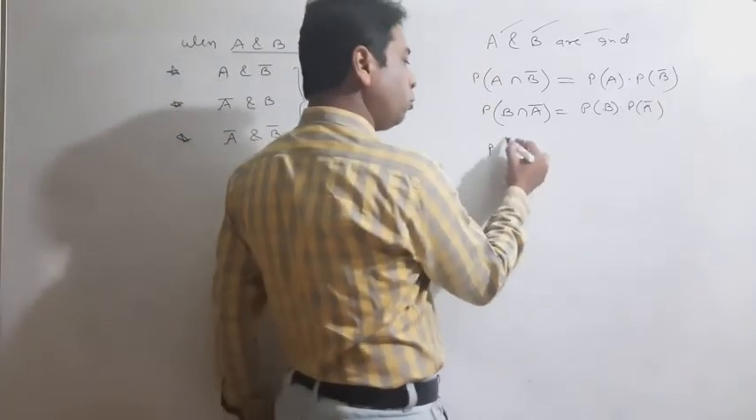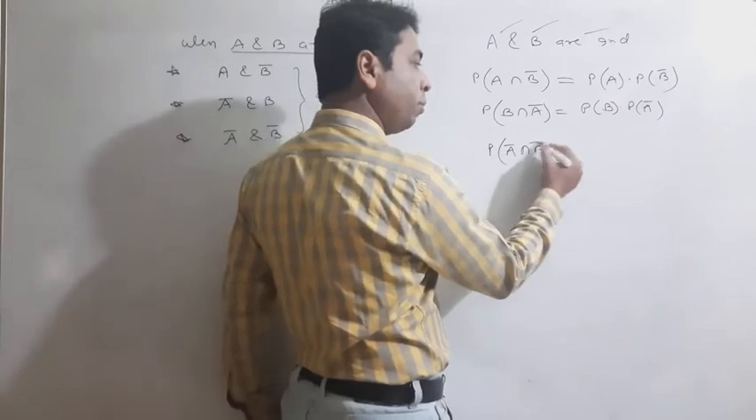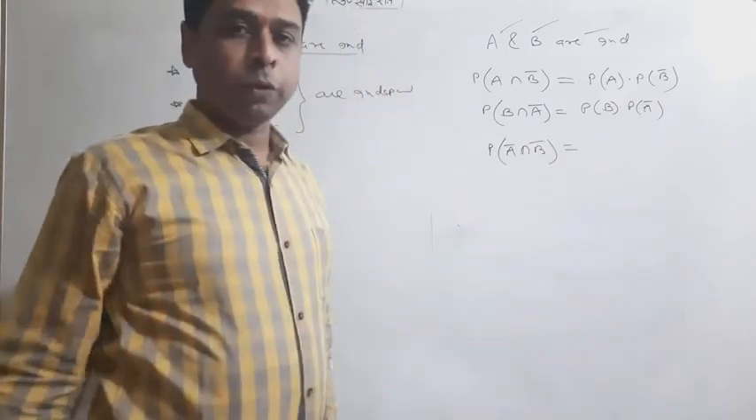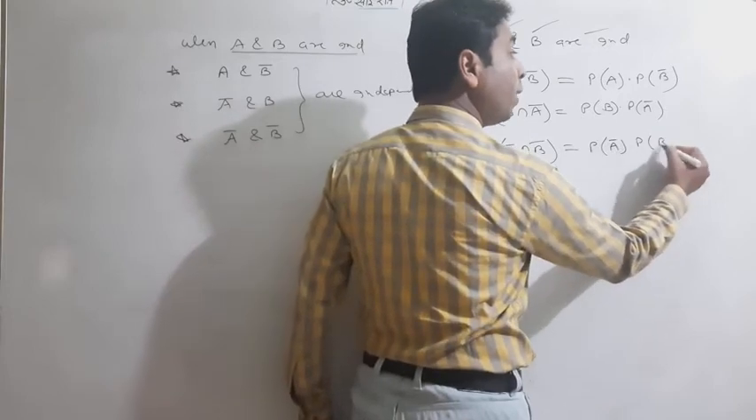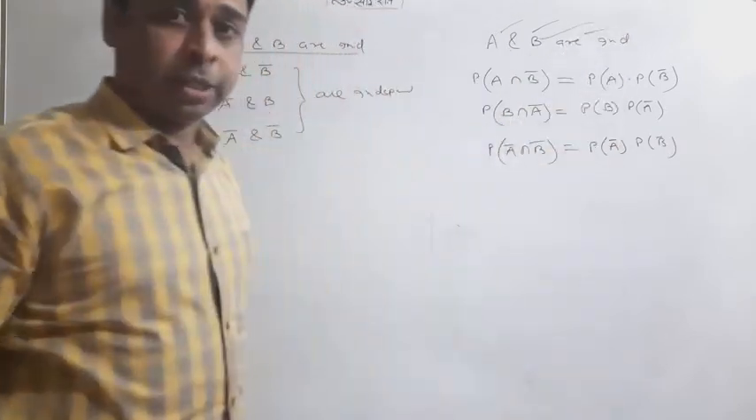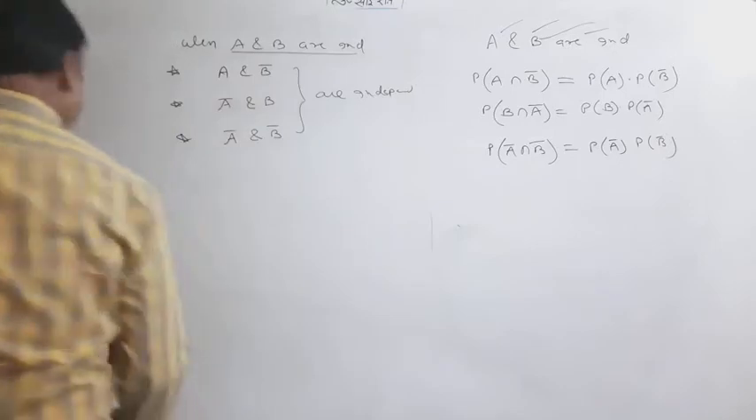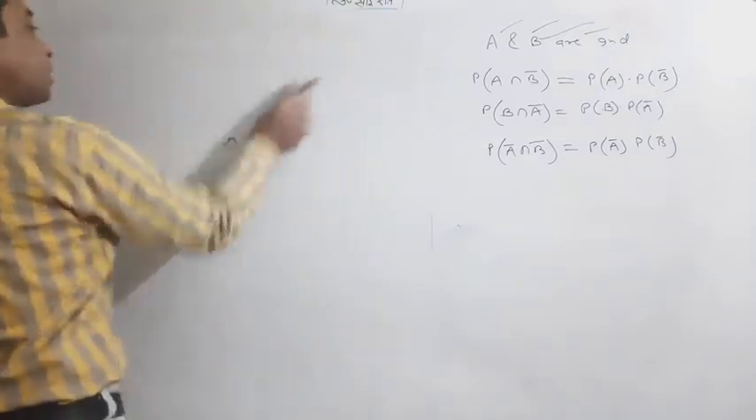Suppose you are told to find A not intersection B not, what will you do? You can write P of A not into P of B not. Why? Because A and B are independent. So keep remembering this valuable sentence. Now I can go on to some exercise questions.